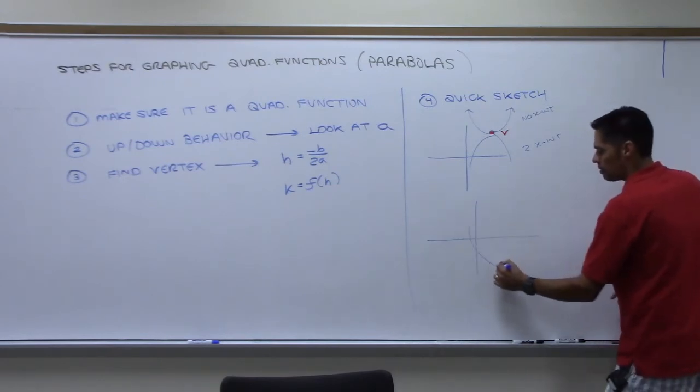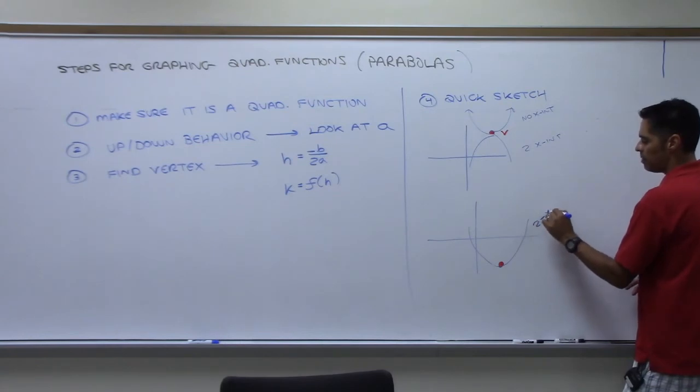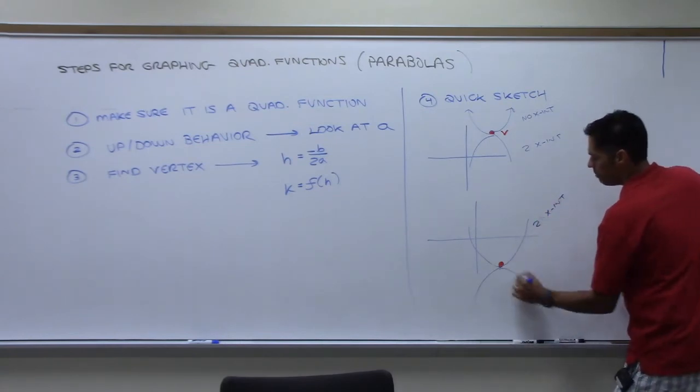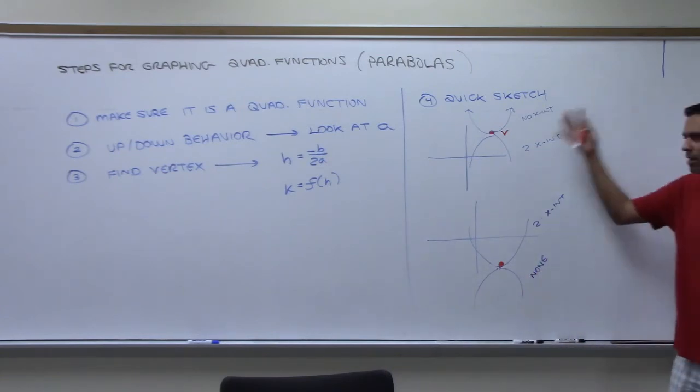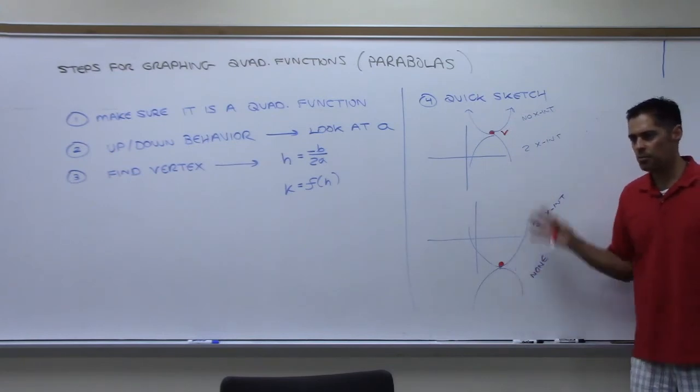Right? If it goes like this, 2 x-intercepts. If it opens down, none. Are you following what I'm doing here? This is just to make you think about this, all right? This is what we're trying to gain from.